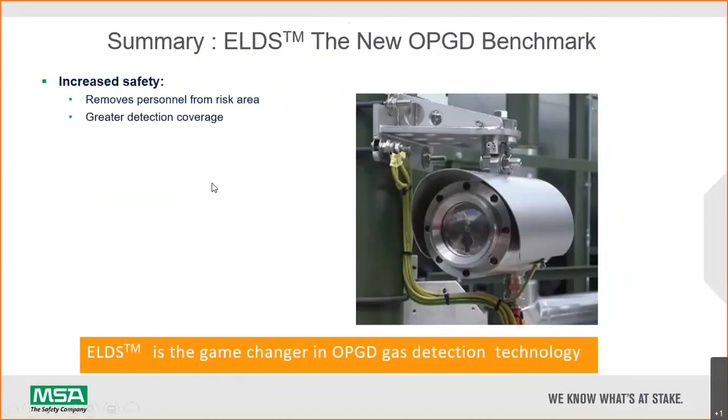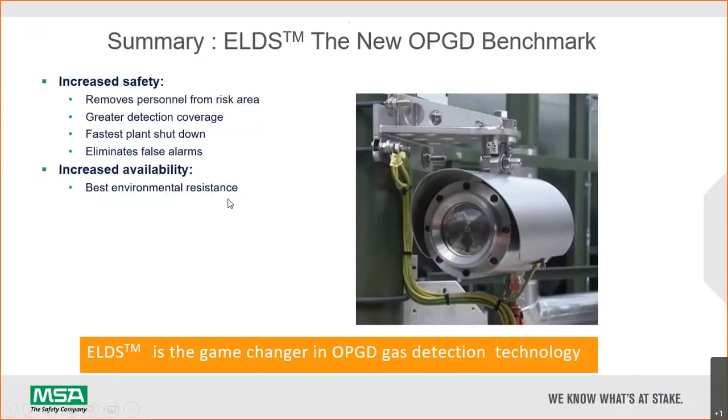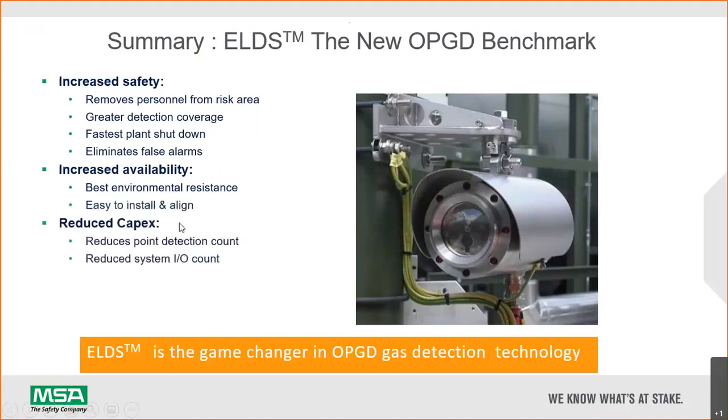Greater detection coverage: if you go for methane, we cover 200 meters. Fastest plant shutdown because the response time is very fast. Eliminate false alarms because we follow the technology called harmonic fingerprint. Increased availability, best environment resistance. Easy to install and align. It's like fit and forget.